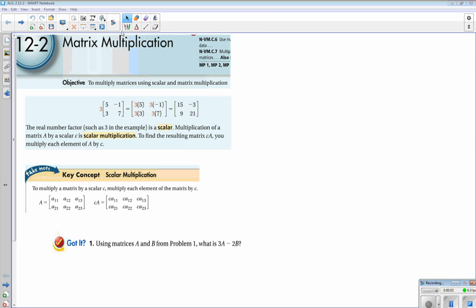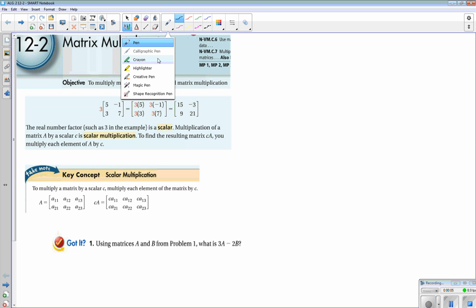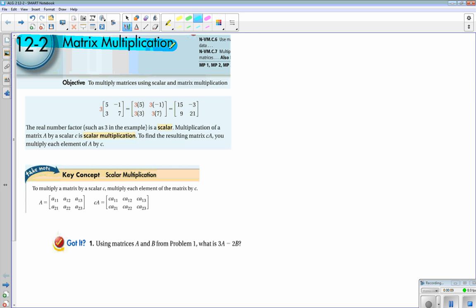All right, in this section, chapter 12, section 2, we're going to talk about matrix multiplication. Our learning objective is to multiply matrices using scalar and matrix multiplication. A real number factor is called a scalar, and when you multiply a matrix by a scalar, it's called scalar multiplication.